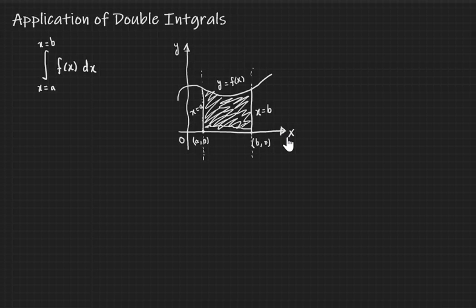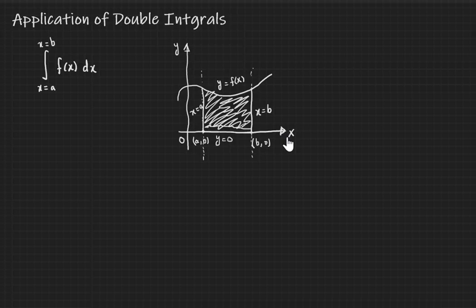Now as we know, all the two-dimensional regions are bounded by four boundaries. Here this region is bounded by four boundaries which are x equals a, x equals b, y equals f of x, and the last one is this boundary which is the x-axis. Hence the equation of this line is written as y equals 0. So this region is bounded by x equals a, x equals b, y equals 0, and y equals f of x.